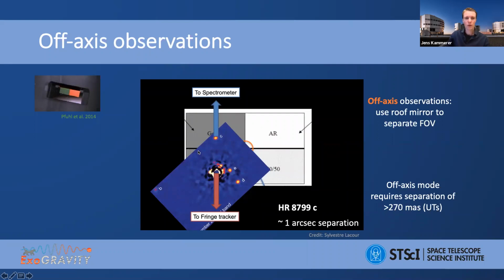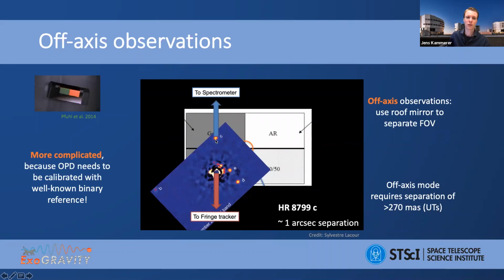Now, the problem with off-axis mode is that the calibration becomes a lot more difficult because now you have these two separate fields and you cannot anymore just swap back and forth with the science spectrograph from the exoplanet to the host star and back. Instead, to do the calibration of the OPD, you have to observe a well-known reference source, a binary target, with the same off-axis observing mode.